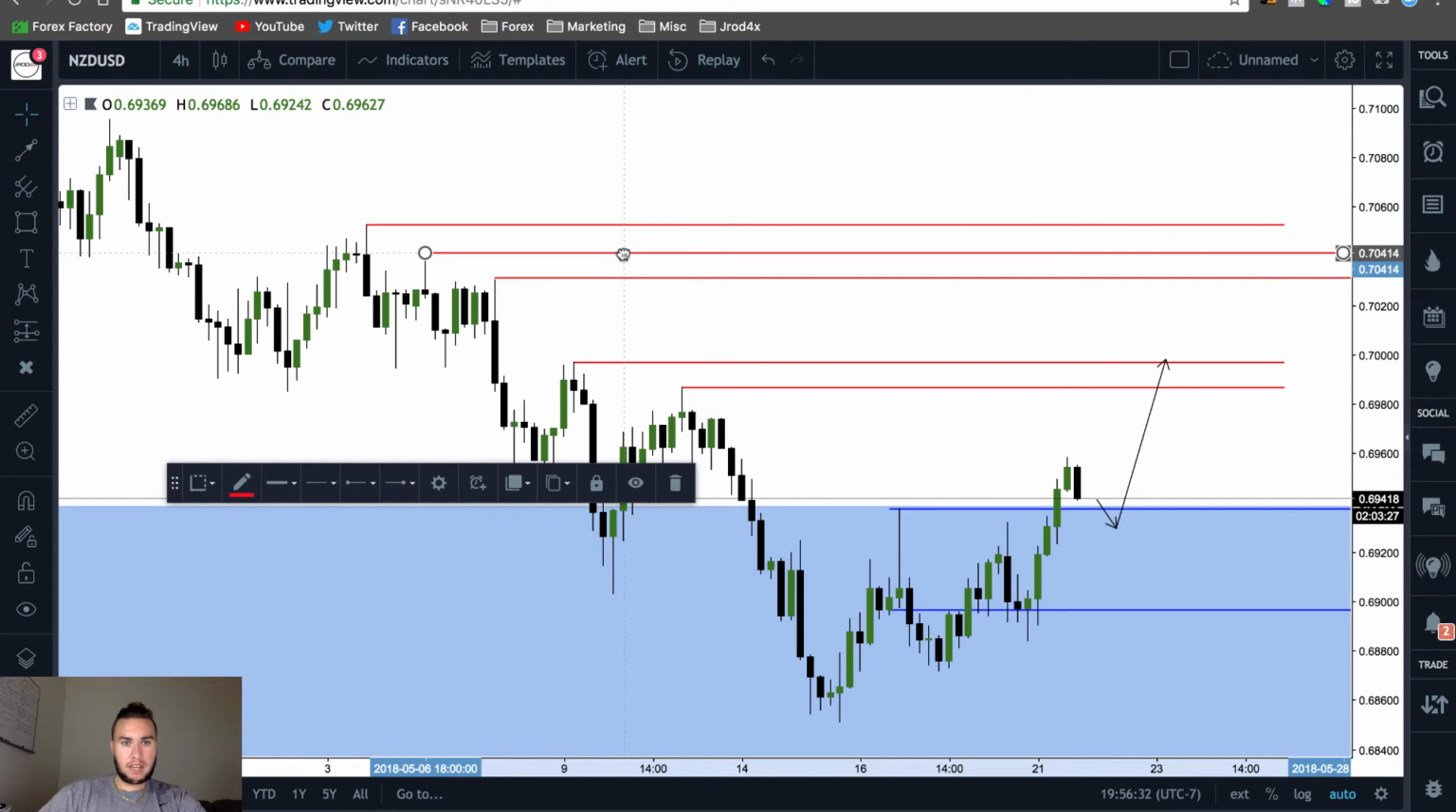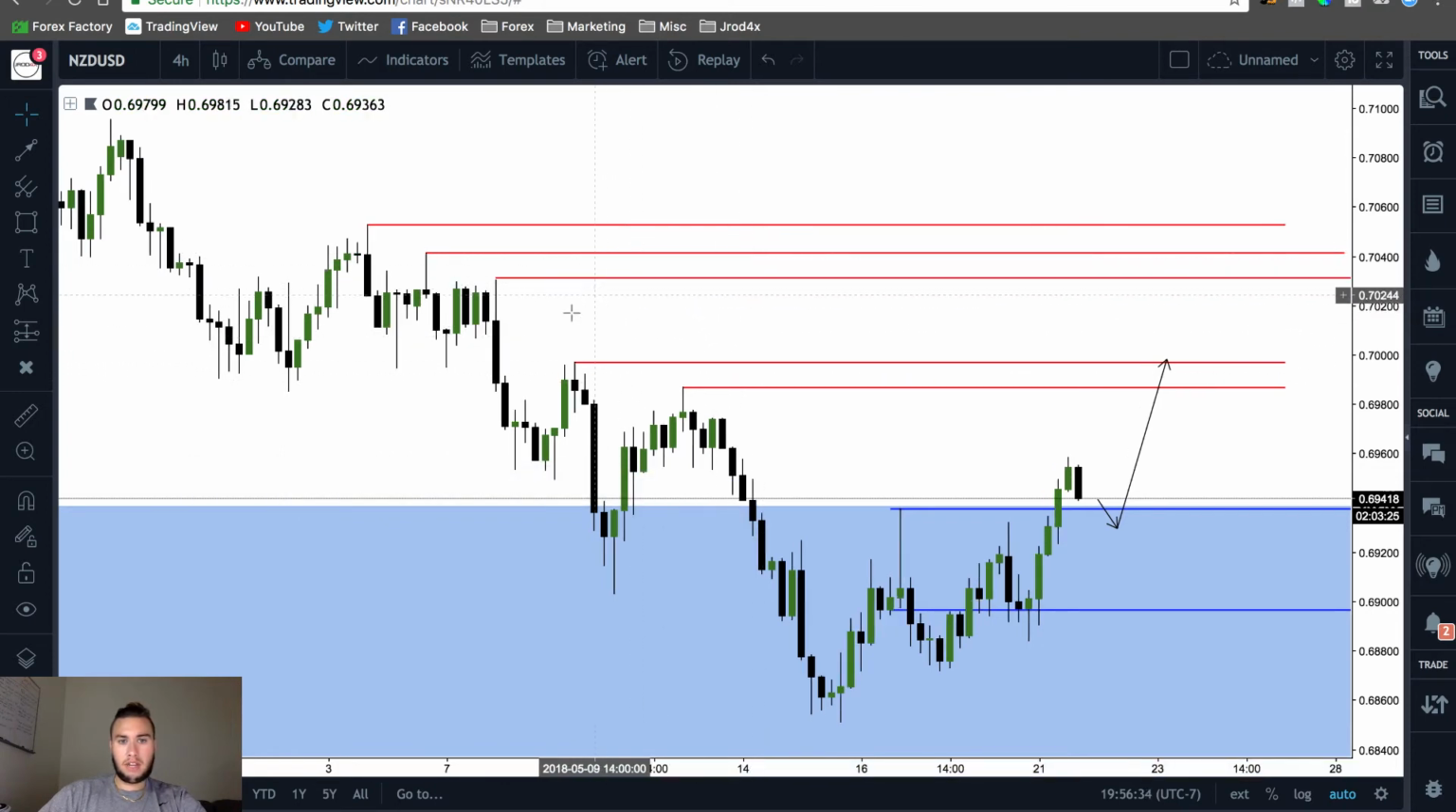And then you'll have this high here. So this would be all of the levels I'd be looking for. This would be my first level, second level, third level, fourth, and fifth. And as the market trades to each level, I would scale off a portion.